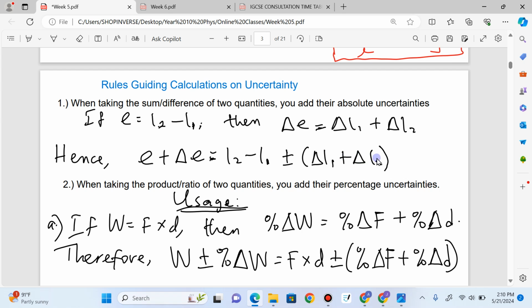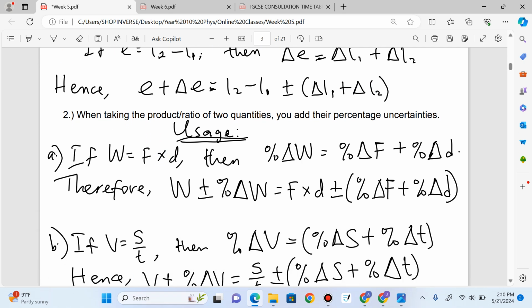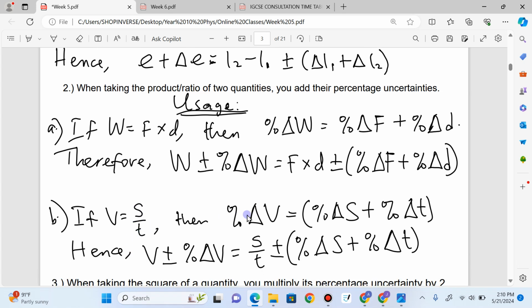But if you are doing multiplication, or even if it is division, if you are doing the ratio of two numbers, fine, you divide them normally. But when it comes to the uncertainty in the answer, you add the percentage uncertainty in the numerator and percentage uncertainty in the denominator. And if it's multiplication, add percentage uncertainty in the first value plus percentage uncertainty in the second value.